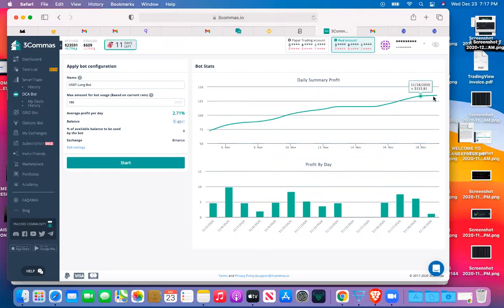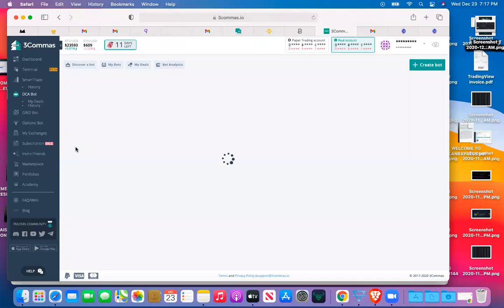Can you see? Are you sure it's not me? Okay, mine is $178. Now look at this guy. So you click on edit settings. You can see why I say this RSI is a very nice coin for trading.